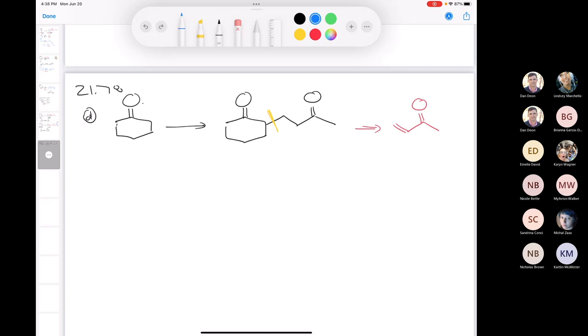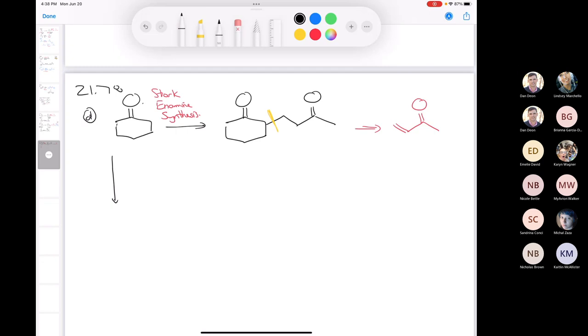Well, the answer is the Stork enamine synthesis, right? That's how we're gonna have to do this. So we'll just write here Stork enamine synthesis, like that. Okay, so how do we do the Stork enamine synthesis?